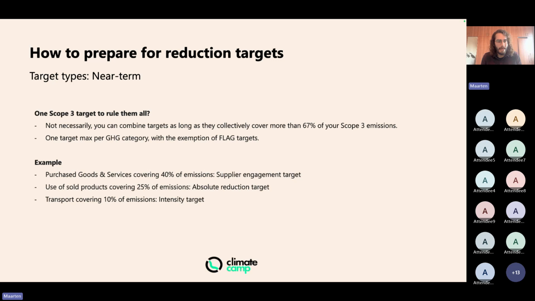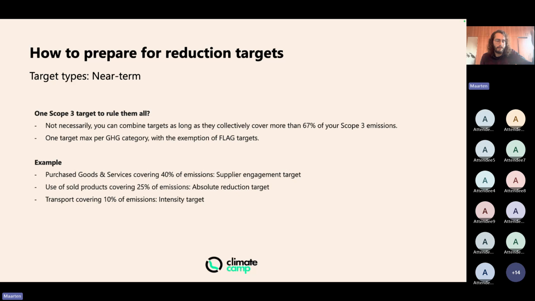Now, do you need to have one scope 3 target to rule them all? That is not necessary because you can combine targets as long as collectively they cover more than 67% of your scope 3 emissions. You need to have one target max per GHG category, with the exemption of FLAG targets, but this is a little bit later in the presentation.